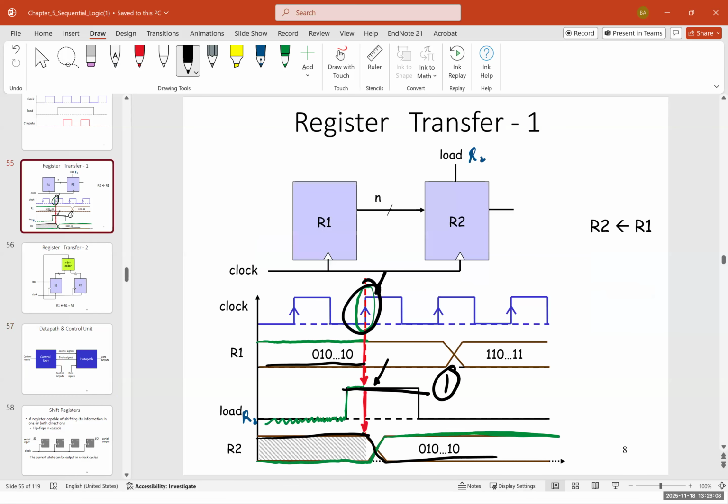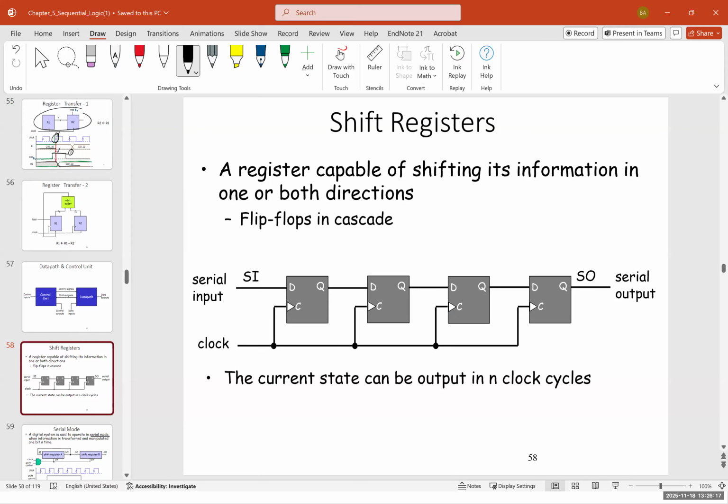Now, using this register, which was in series, we can create a type of register which is called a shift register. So what is a shift register? As its name indicates, a shift register shifts a binary code to the left or to the right. So it is a register capable of shifting its information in one or both directions. It's made out of flip-flops in series, or when we cascade them. The current state can be output in clock cycles.